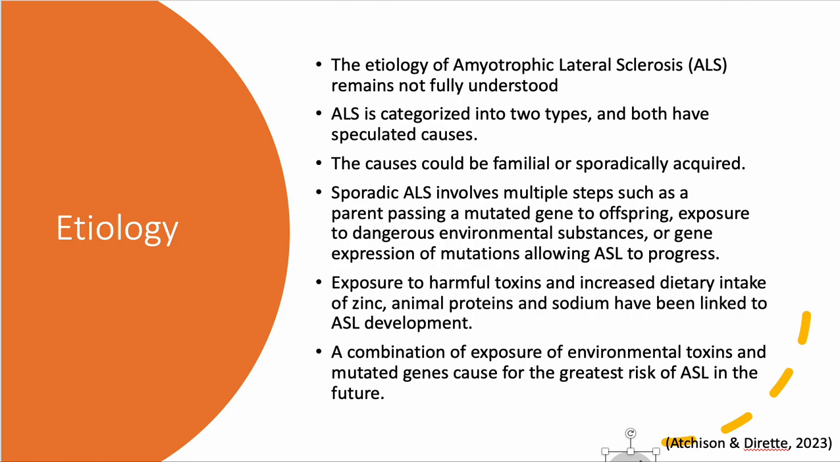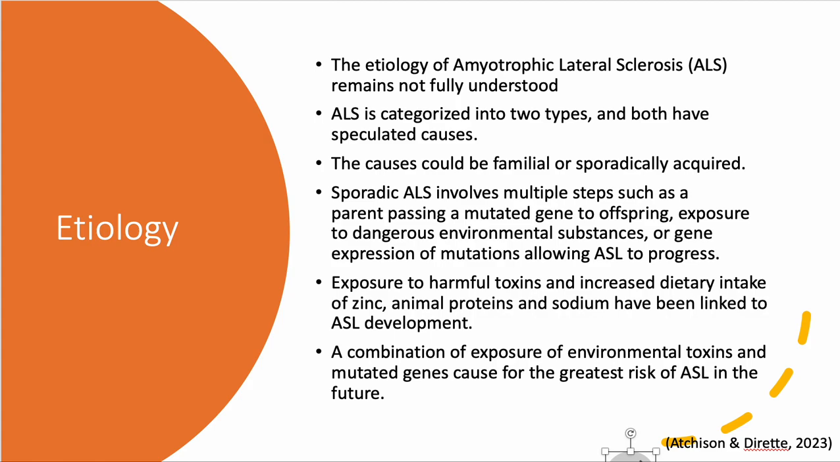ALS remains to have no known cause. ALS is categorized into two types, and both have speculated causes. The causes could be familial or sporadically acquired. Sporadic ALS involves multiple steps, such as a parent passing a mutated gene to offspring, exposure to dangerous environmental substances, or gene expression of mutations, allowing ALS to progress.